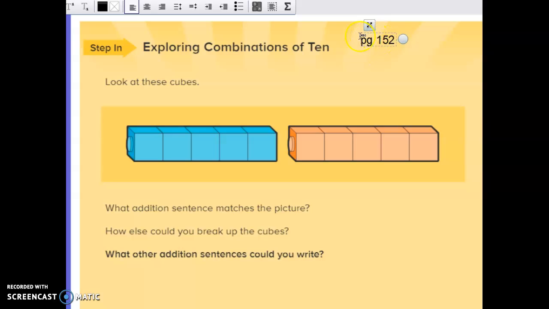We're on page 152, and we're going to talk about combinations of 10. So looking at these cubes, I have blue and orange. How many blue cubes do I have? Remember, we always want to label first. So I have 1, 2, 3, 4, 5. I have 5 blue cubes, and I have 1, 2, 3, 4, 5 orange cubes. So my combination is 5 plus 5.